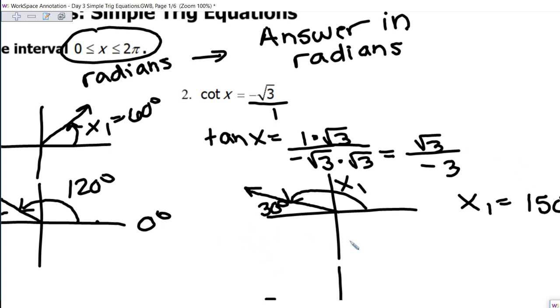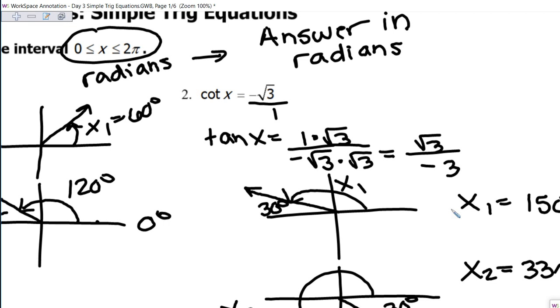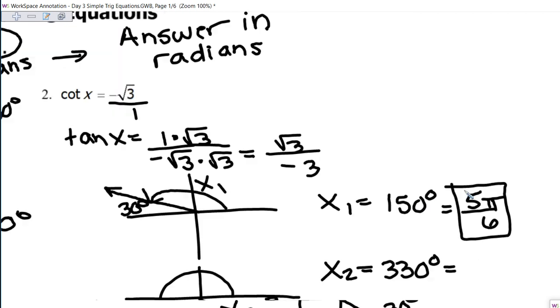Now for x2, my second angle is also going to have the same reference angle. What's our reference angle here? 30 degrees. So in quadrant 4, I need a reference angle of 30 degrees. And we need to find this entire angle, which is x2. So how would I find that one? 360 minus 30, which would be 330 degrees. And what is 330 degrees in radians? 11 pi over 6. So 5 pi over 6, 11 pi over 6.